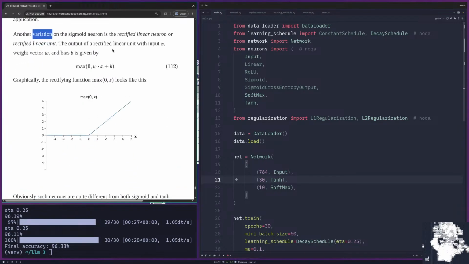Another variation of the sigmoid neuron is the almighty rectified linear neuron, or rectified linear unit. The output of a rectified linear unit with input x, weight vector w, and bias b is given by max of 0 and the weighted input. Graphically, it looks like this. If you're below 0, you stay at 0. If you're above 0, it's linear. So I already implemented ReLUs because I've heard that in practice, these are the best neurons.